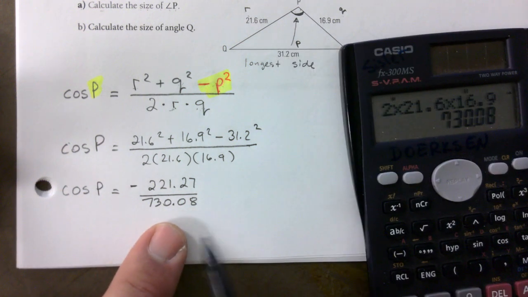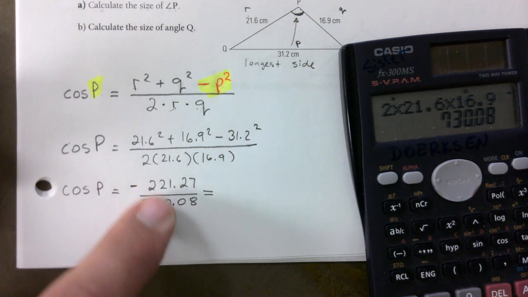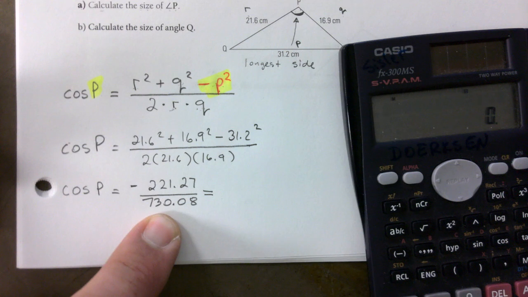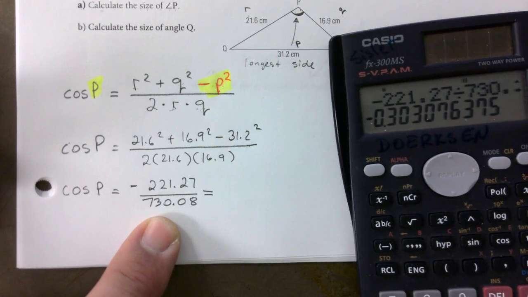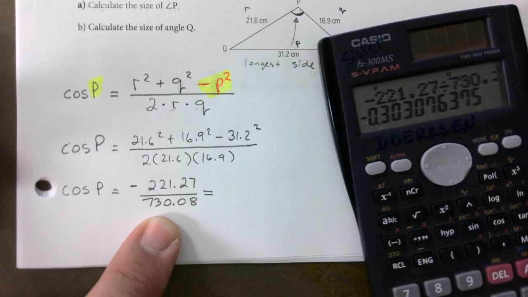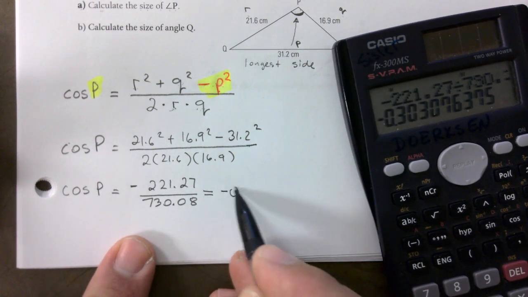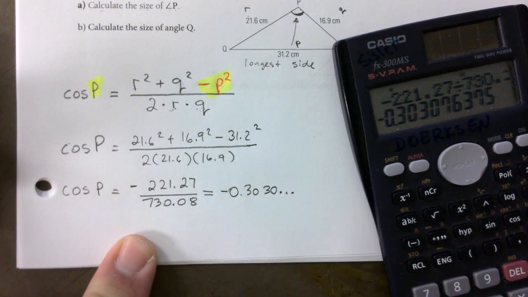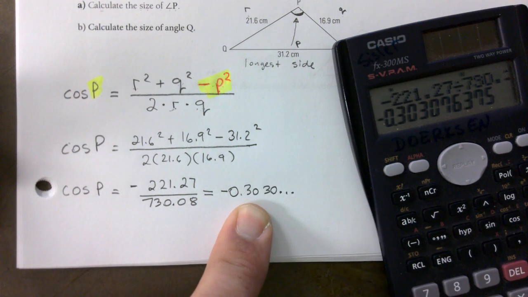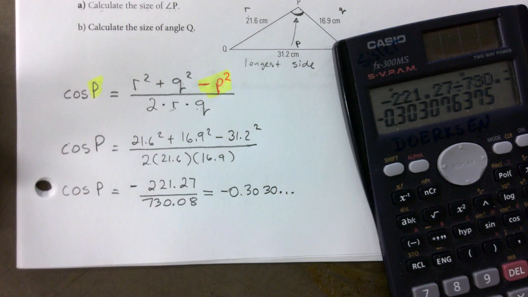And to save room, I'm just going to go right beside it and just divide these two. So you have to go negative 221.27 divided by 730.08. And that is this. And I leave that on my screen. Do not clear it. But on the paper, you're going to show me a little bit of a trail, right? How come it's negative?